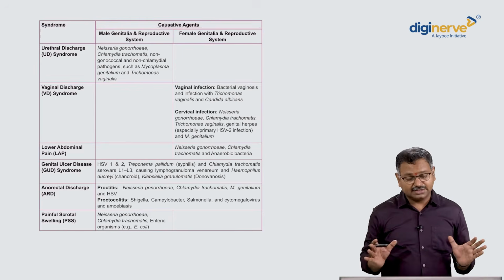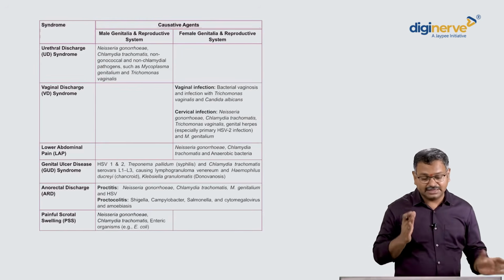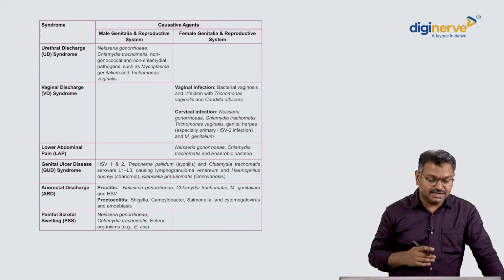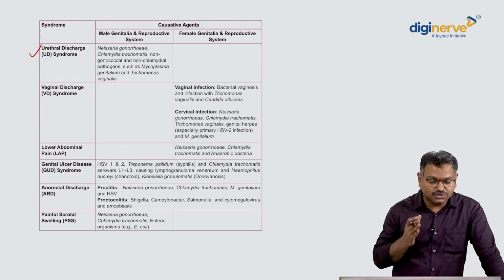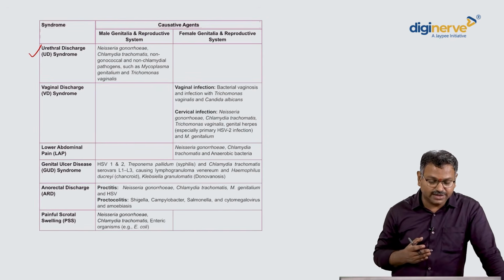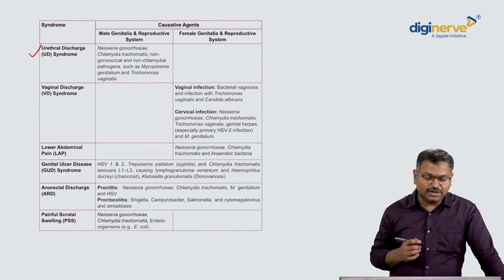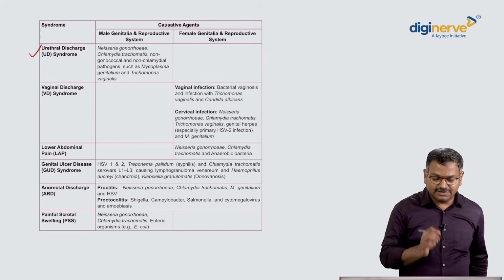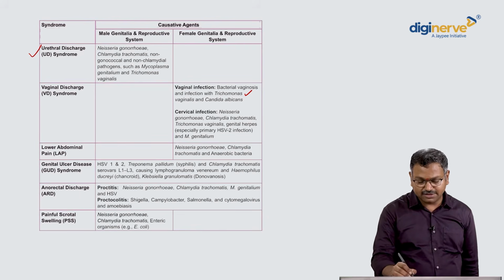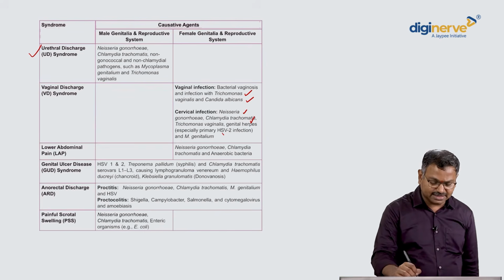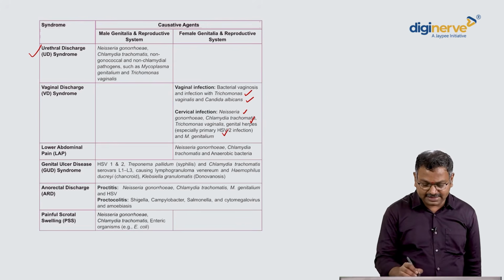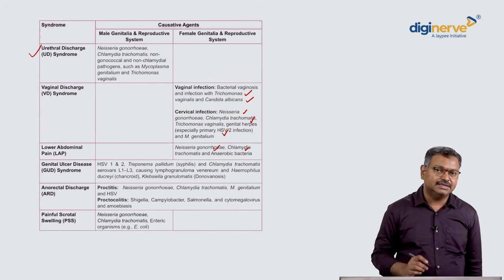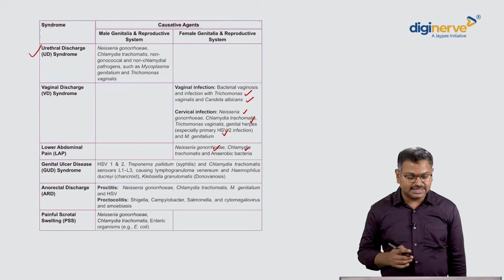So when we look at the various syndromes that we have in the sexually transmitted diseases, you could have the urethral discharge syndrome. So that's a common. So if you see in the males, you have the Neisseria gonorrhoeae, you could have the Chlamydia, you could have Mycoplasma and Trichomonas. The vaginal discharge syndrome, it could be due to Trichomonas, Candida, that's the most common, followed by Neisseria, Chlamydia, sometimes Trichomonas and Herpes also. The lower abdominal pain, classically with Neisseria gonorrhoeae, Chlamydia, and that's PID in case of females that you get.